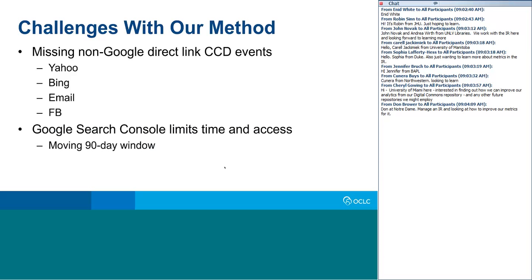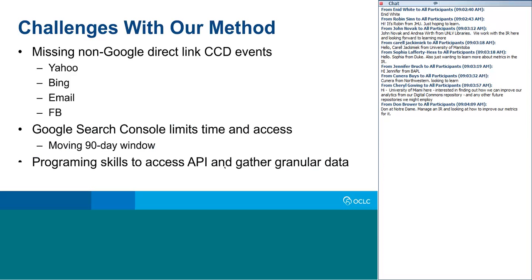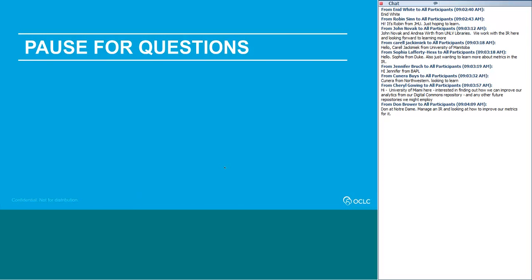The other limitation is that Google Search Console itself limits time and access to the data. There's a moving 90-day window. And to do this required some programming skills. And that was really why we developed RAMP. But I'm going to pause here and see if there are any questions so far.